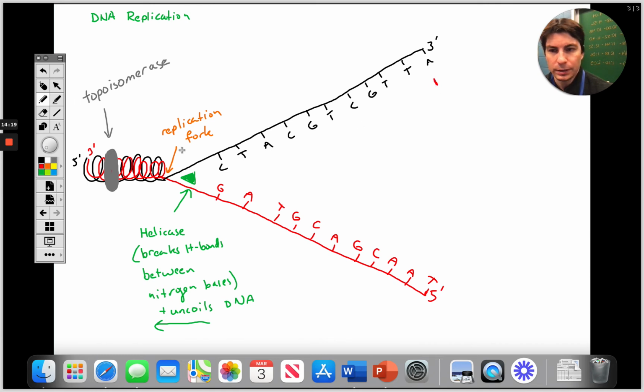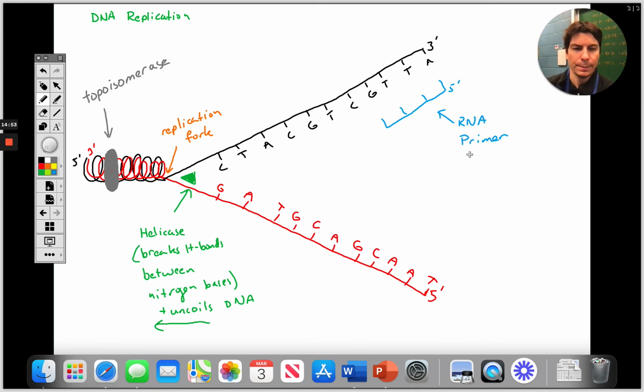I'm going to draw a different color first. Let's go with a blue here. So our first few nucleotides we're going to be putting in. Now, these first few, this is 5' here. Okay. This is called an RNA primer.